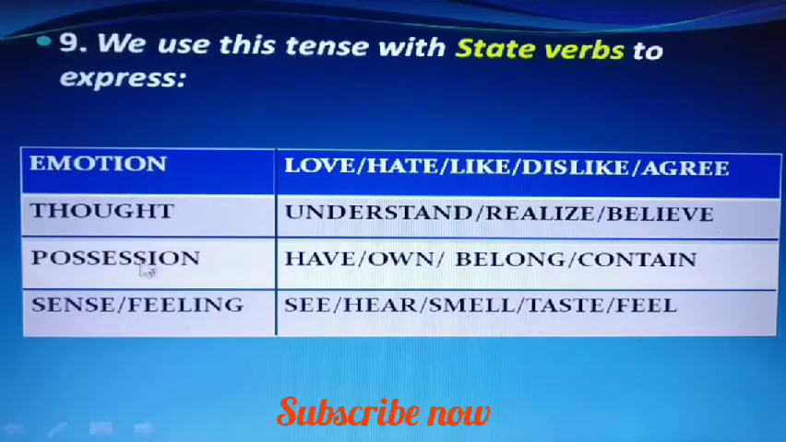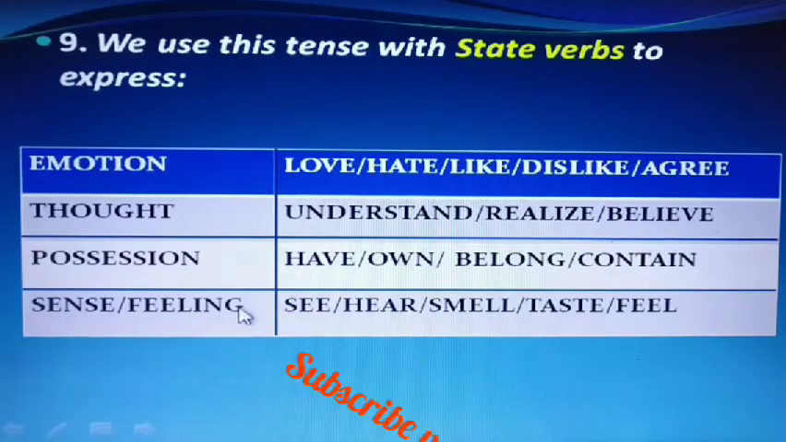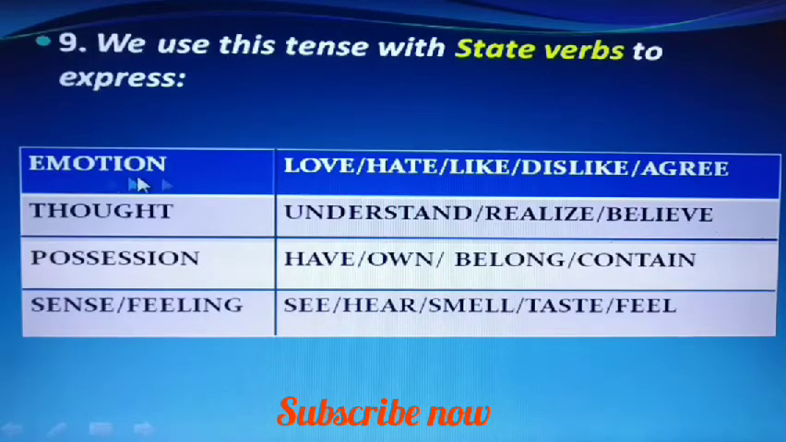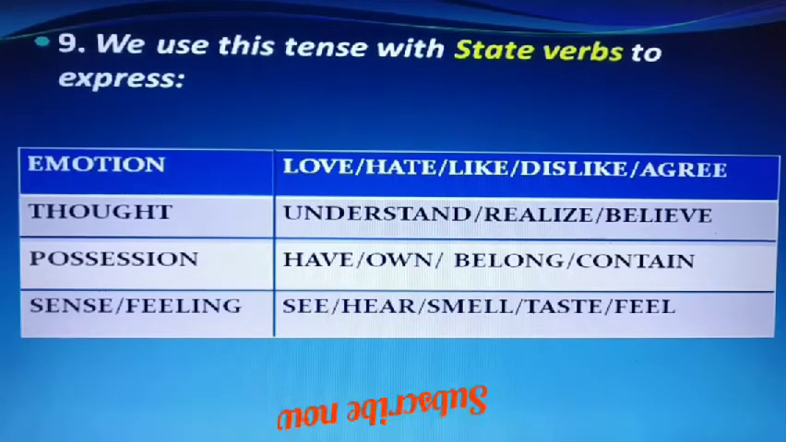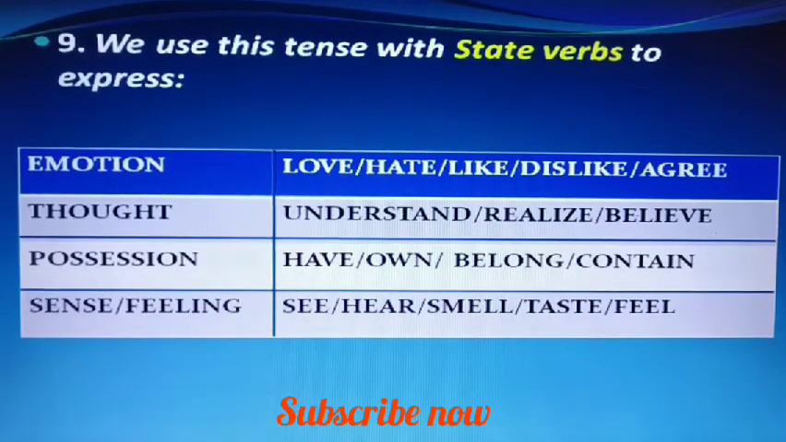When we use these things, we use such words. When we want to describe emotion, we use such words: love, hate, like, dislike, agree. When these things happen in the present frame of time, we use simple present tense. No other present tense forms. Only simple present tense, not present continuous tense or present perfect tense. We use only simple present tense with state verbs while expressing emotion, thought, possession, sense or feeling.